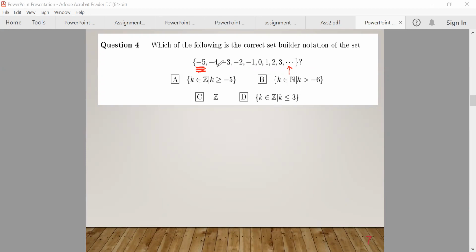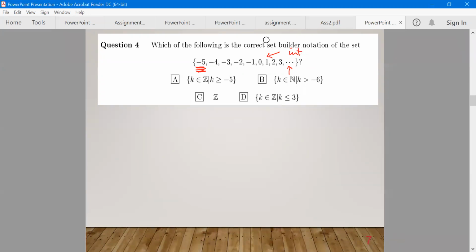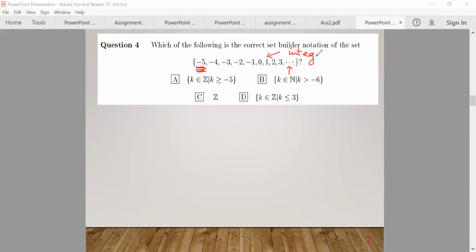What do we have here? -5, -4, -3, 0, 1, 2. These are integers. And the set of integers, the symbol is Z. So here, the element K in N, no. The element K in Z, maybe. So they are integers, and we call them K here.